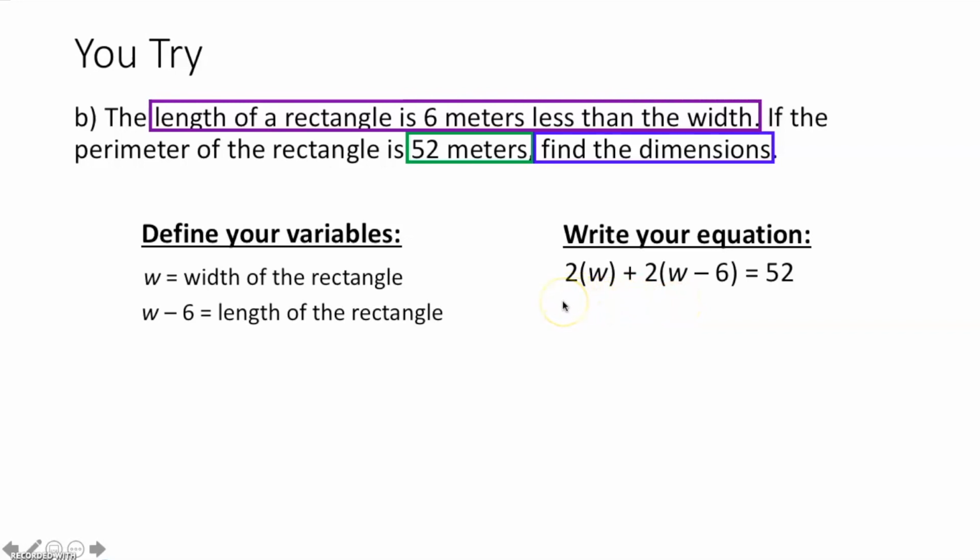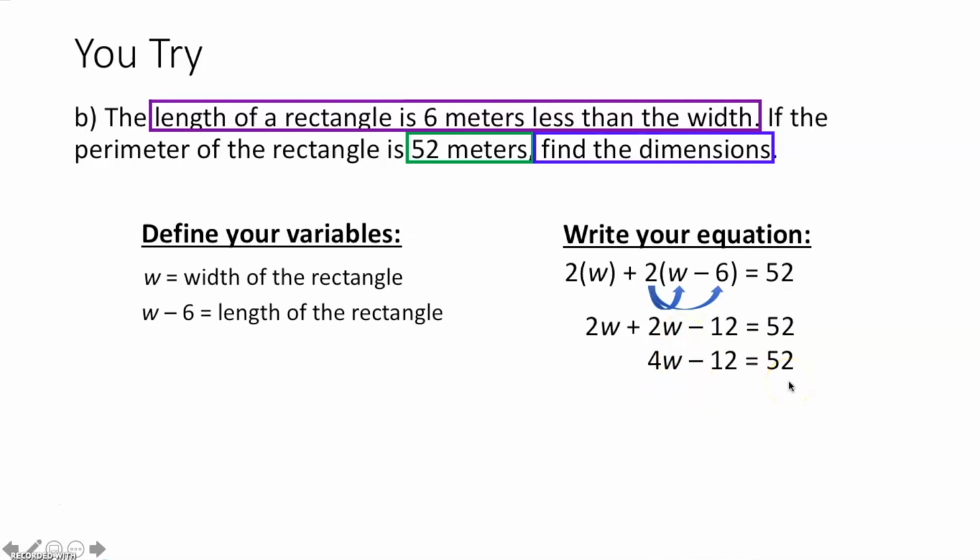Let's do it. Step 1, solve an equation. We simplify. So let's simplify this side. Can I multiply these together? Yeah. 2 times W is 2W. What about over here? There's nothing to do in the parentheses, but I can distribute that 2 to the W and the negative 6. So I end up getting 2W plus 2W minus 12 is equal to 52. Now am I done simplifying? No. I have 2 like terms, so I'm going to add those together.